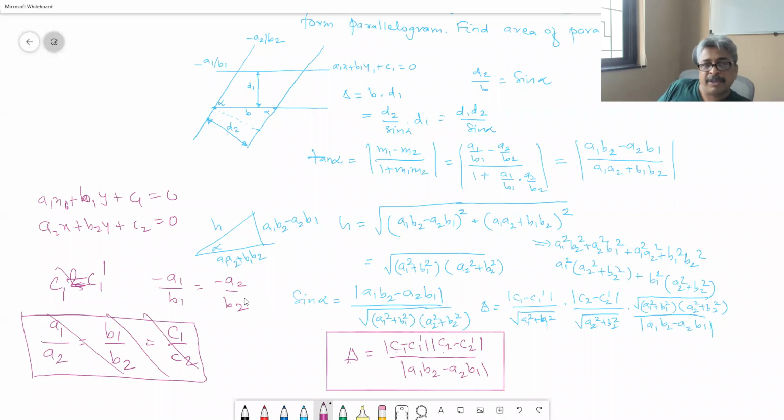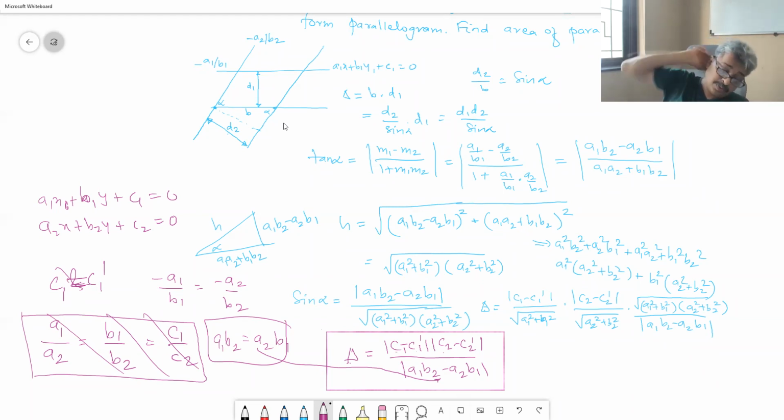That means they are not determining the parallelogram itself, and therefore we should not be able to find out the area, or the area is supposed to be tending to infinity. Does it happen here? a1 b2 is equal to a2 b1. Oh, that exactly is the same term appearing in the denominator. The denominator becomes zero when all four lines are parallel. That means whatever formula we have derived is correct.